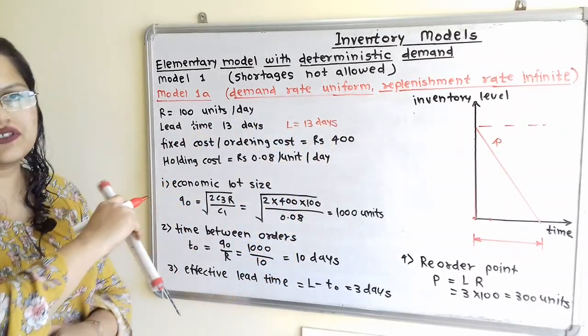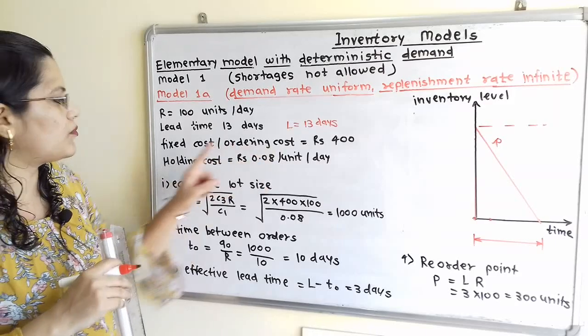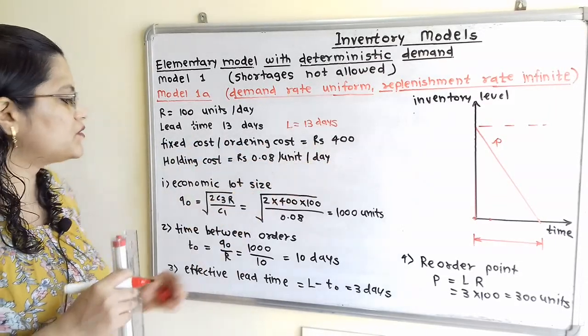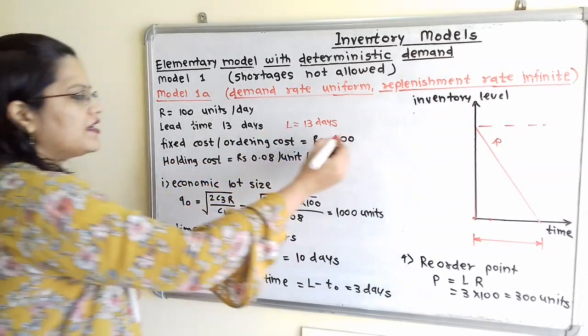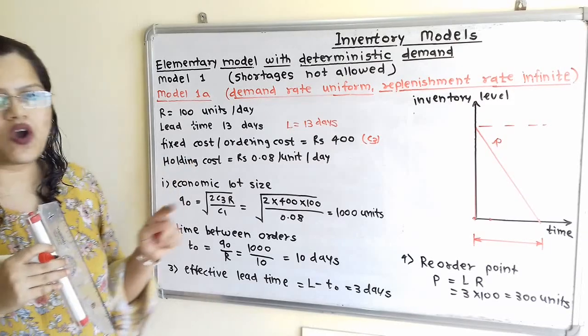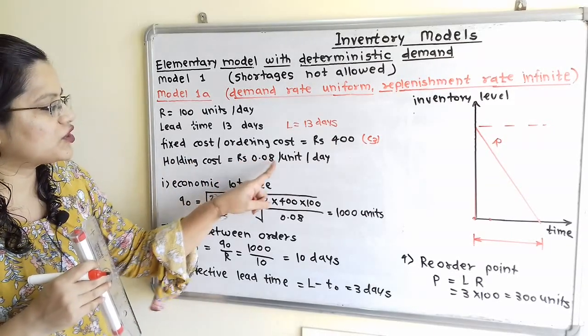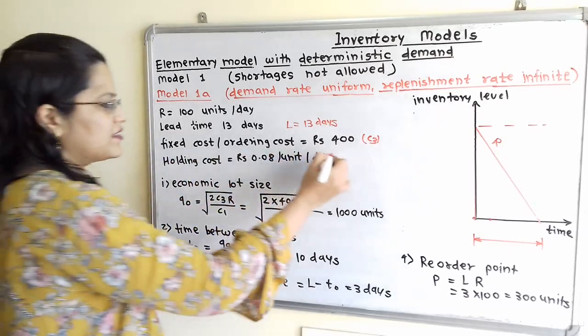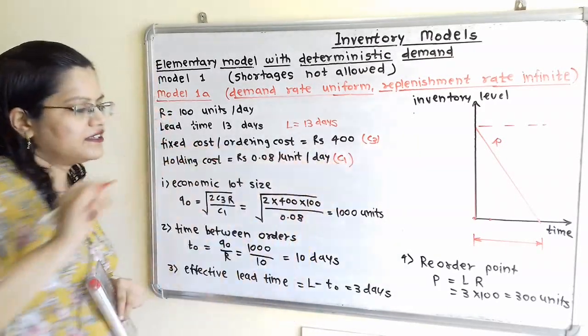Then fixed cost or ordering cost is also mentioned. Fixed cost is known as ordering cost and it is rupees 400. So we can say that C3 is equal to 400. Then holding cost, that is rupees 0.08 per unit per day, is also mentioned. So we will say that this is the value of C1.